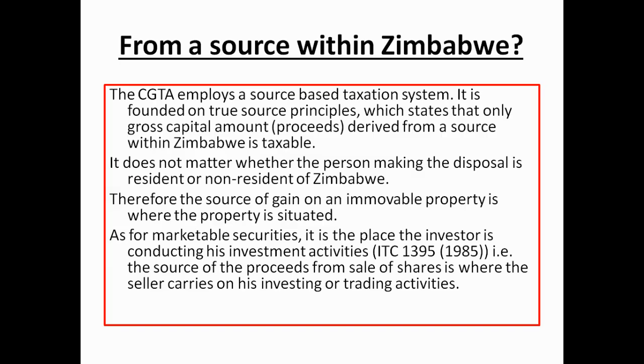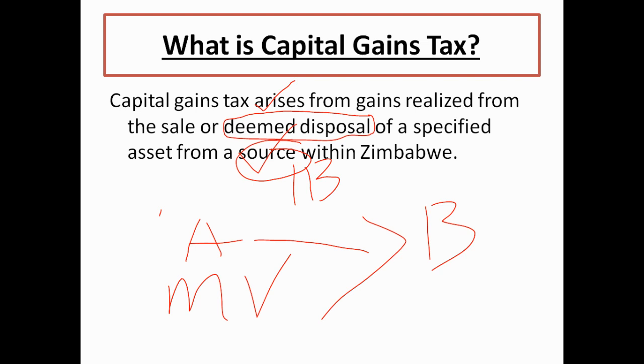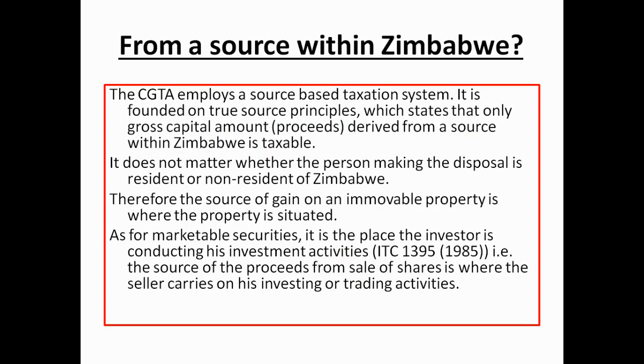Let's go to, we saw that from the meaning of the capital gains tax, we said from a source within Zimbabwe. So now we are considering that statement. What does this statement mean? Okay, so we are saying CGTA, that means the Capital Gains Tax Act, employs a source-based taxation system. It is founded on the true source principles, which state that only gross capital amount of the proceeds derived from a source within Zimbabwe is taxable in Zimbabwe.